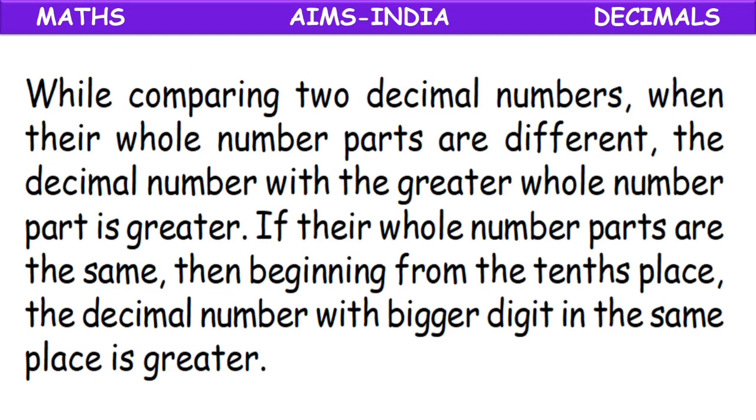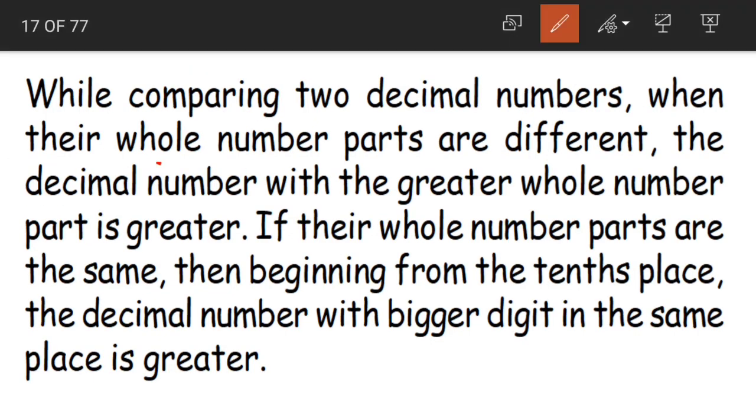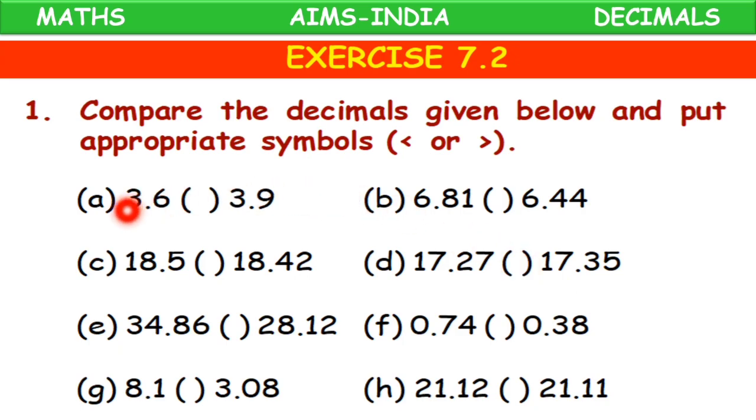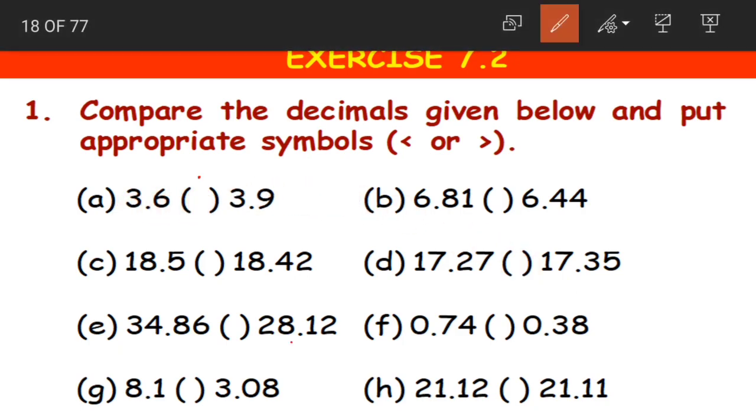25.767. What are the two things that we have to remember? First, if the whole number parts are different, then the decimal number with the greater whole number part is greater. And if they are the same, then beginning from the 1/10 place, that means the number right after the point, we will compare them. Then the decimal number with the bigger digit in that place is greater. Now we are having a little exercise where we have to compare the given decimals and put the appropriate symbol, that is either greater than or less than.